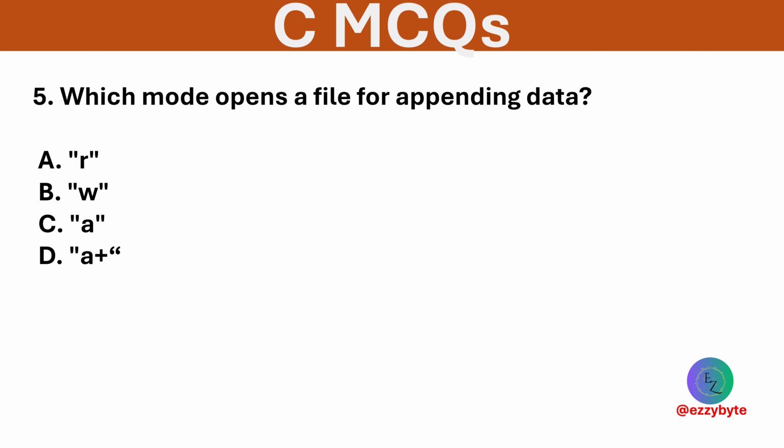Which mode opens a file for appending data? Options are R, W, A, and R+. Option C is correct. A opens a file to append data at the end.